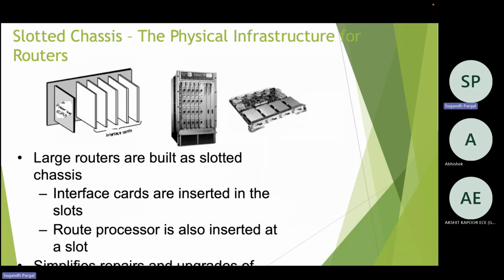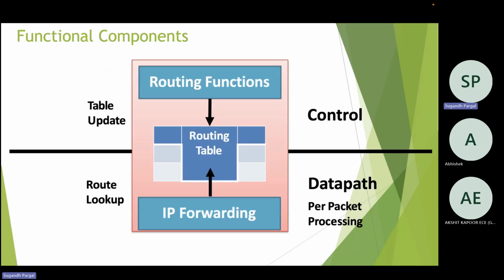So there are slotted chassis, that is the physical infrastructure of the routers, which are present inside the routers. Large routers are built as slotted chassis, where the interface cards are inserted in these slots, and the route processor is also inserted in a slot. It simplifies the repair and upgrade of the processor as well. Okay, so the functional components of the router are as stated. So one is the table update.